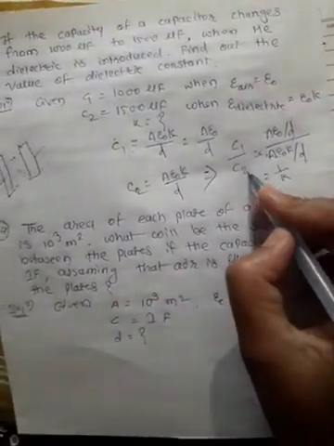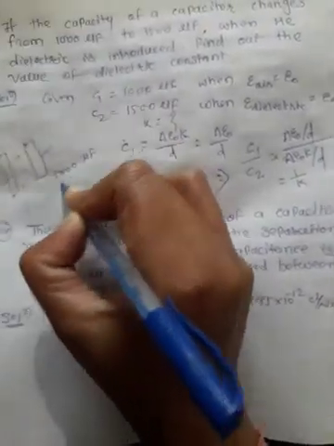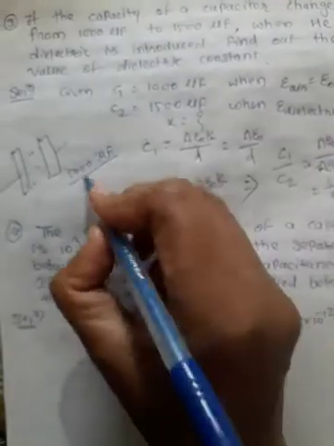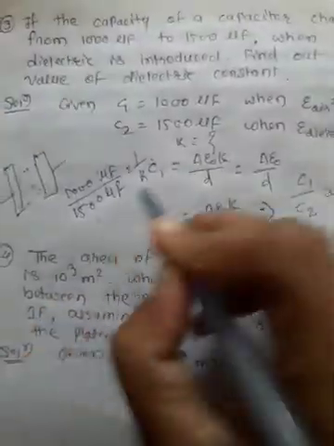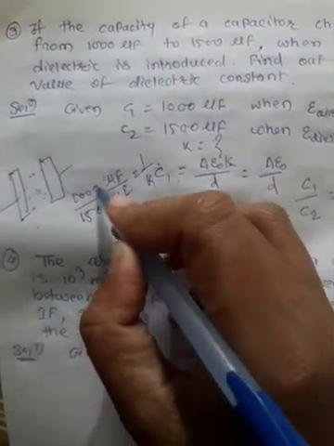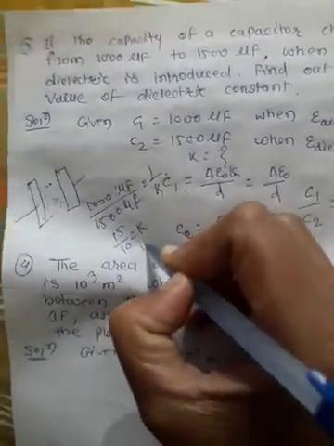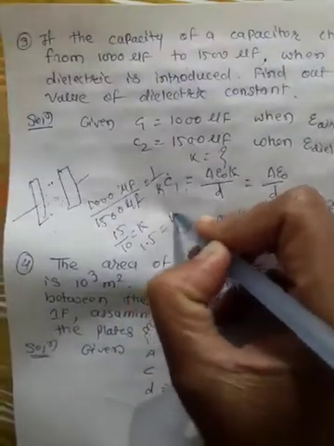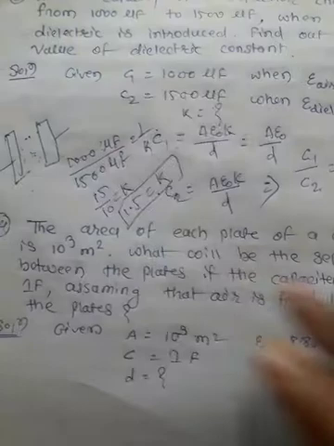So C1 / C2, where C1 is 1000 microfarad and C2 is 1500 microfarad, equals 1 / K. The units are the same, so there is no need to convert here. Simply taking the inverse, we get 1500 / 1000 = K, which means K = 1.5. This is the K value. We can calculate it without using a calculator.